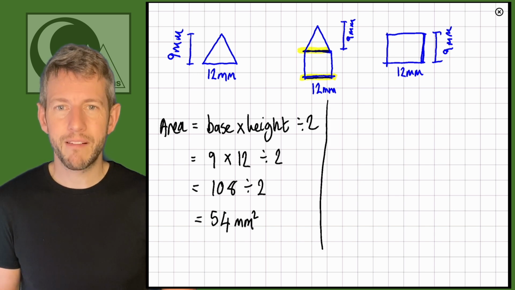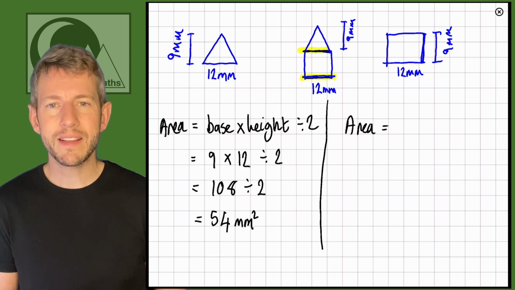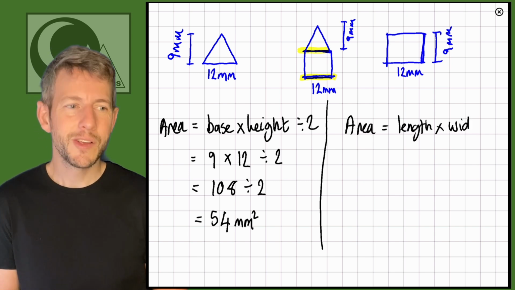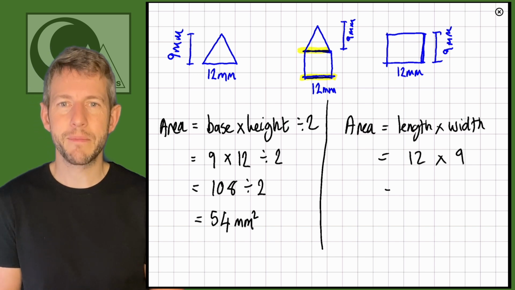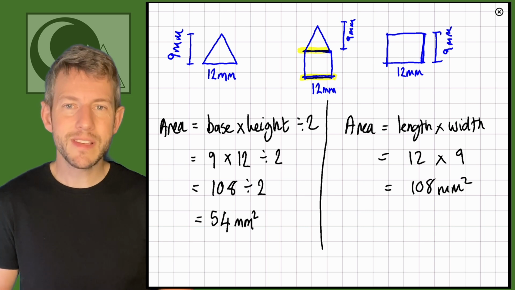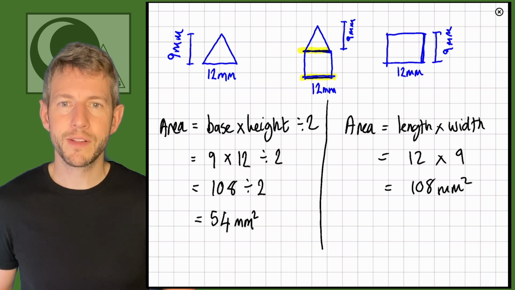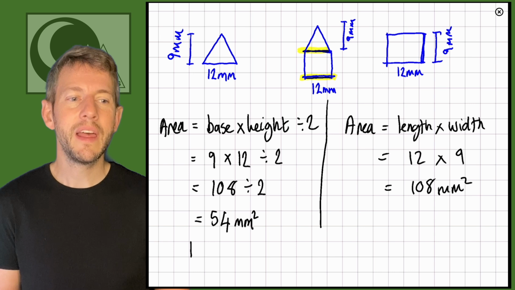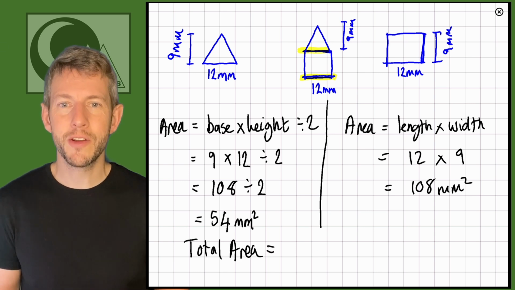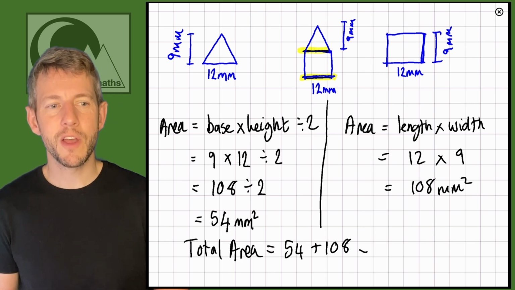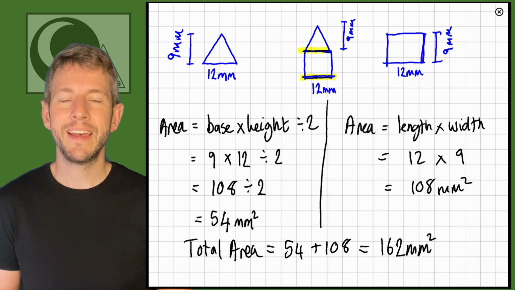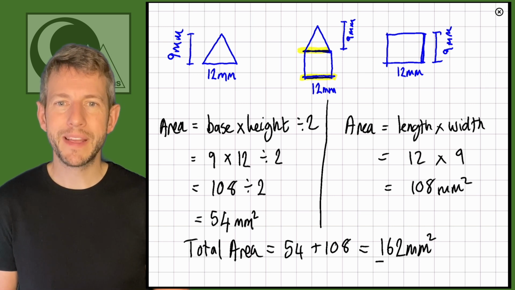Now we need to do the area of the rectangle. The rectangle is 12 by 9 as well. So 12 times 9 is 108 millimeters squared. And because this is a rectangle, we don't have to halve it by 2. So what we can now do is add these together to get the total area of our compound shape. 54 add 108 equals 162 millimeters squared.